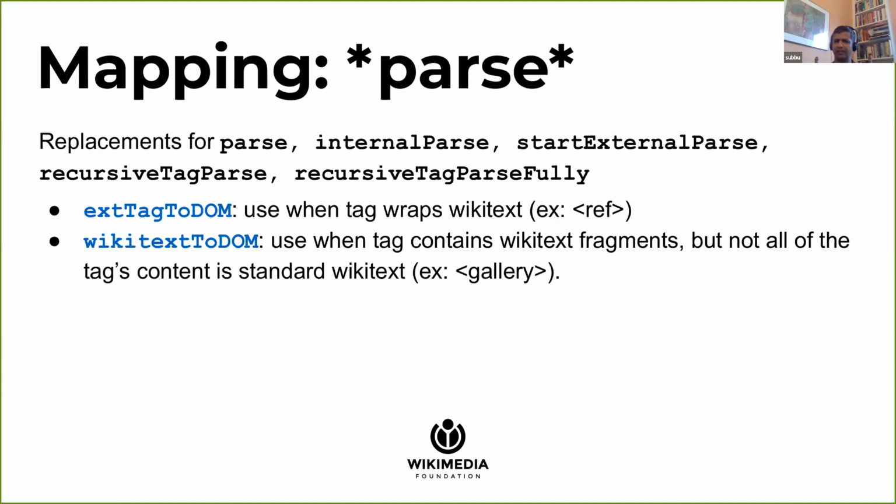When your extension tag like ref wraps Wikitext and the entire content is Wikitext, then you can just simply call the API to process the whole tag as Wikitext. So that's really easy. But if your tag contains Wikitext fragments, but not all of it is Wikitext, for example gallery, then you can use Wikitext to DOM to pass the Wikitext fragments and get a DOM back. And then you can do whatever you want with the DOM, transform it or insert it somewhere else in your output and so on. But beyond that, both of those are pretty identical.